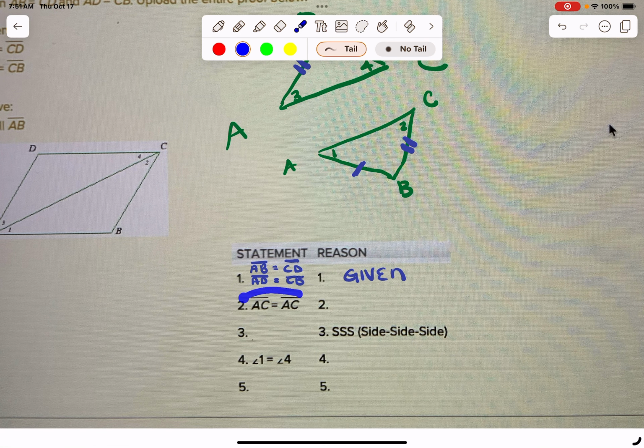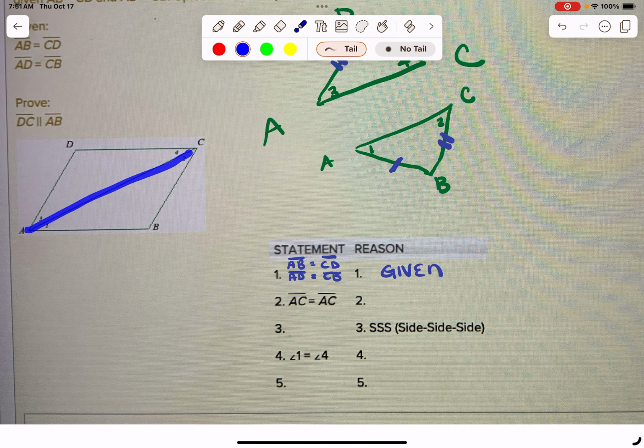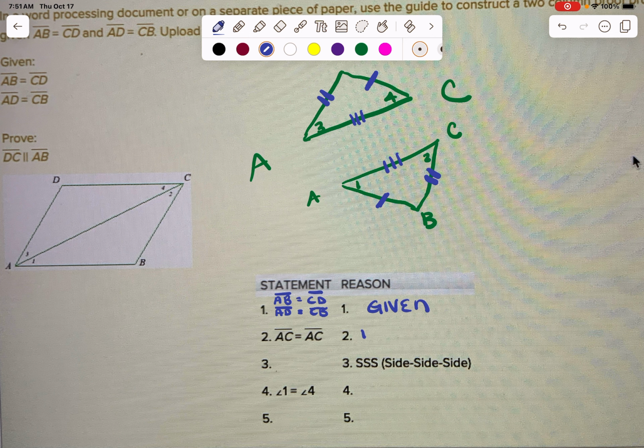Now the next piece that they give me here is AC. Now in my original picture, AC is that shared side. So you can see in both of these triangles, these 2 sides are the same one. So they're equal to each other. So I'm going to do a tick mark of 3 just because it's a third side and it's different. And anytime you have a shared side, then the reasoning is going to be reflexive property. That's just that something is equal to itself.